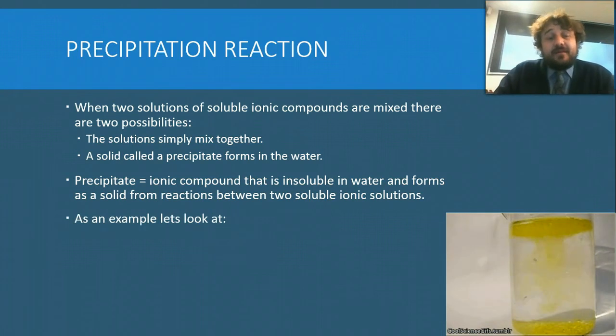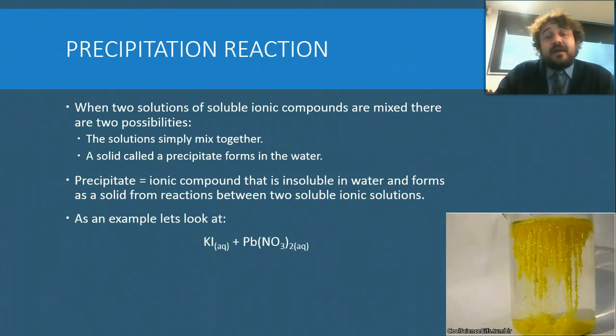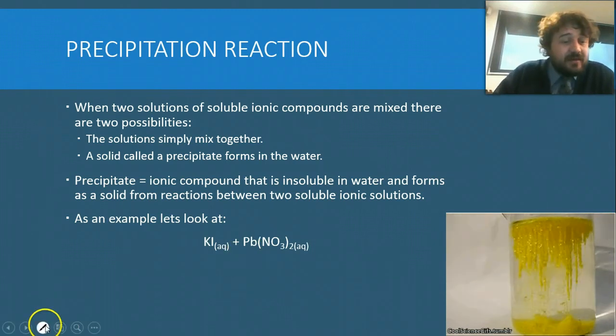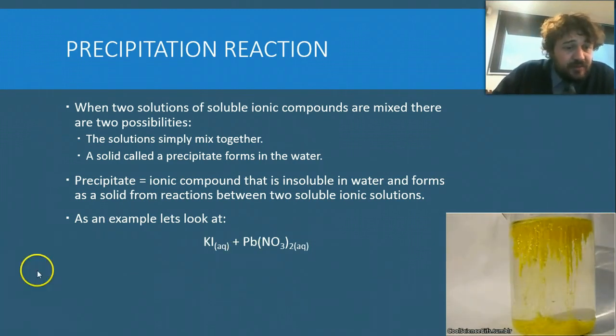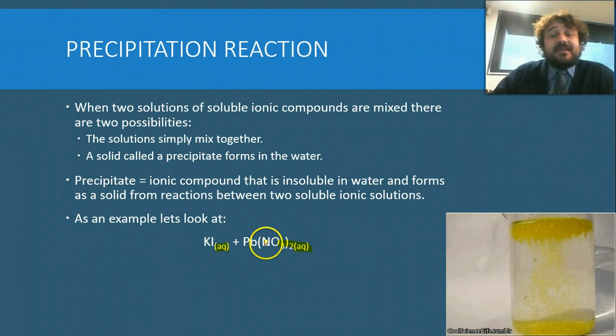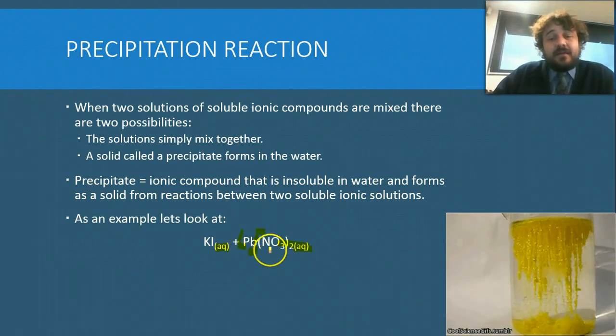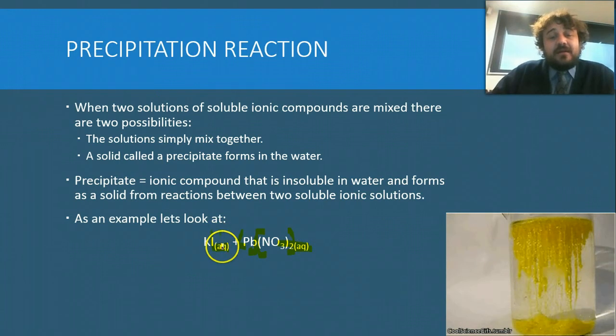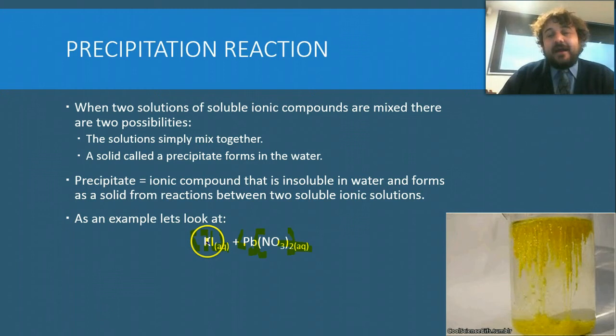Okay, so let's look at an example. Let's look at potassium iodide added to lead nitrate. Now it's very important that you see this here, and you notice that they are aqueous, which means it doesn't actually exist as this. It exists as the two ions for each one in solution, so just dissociated out.